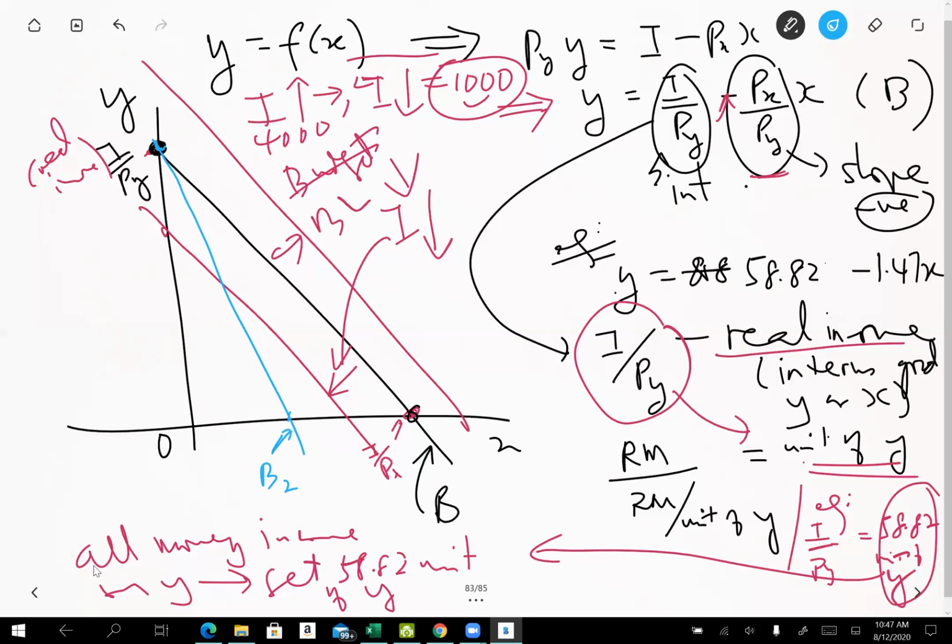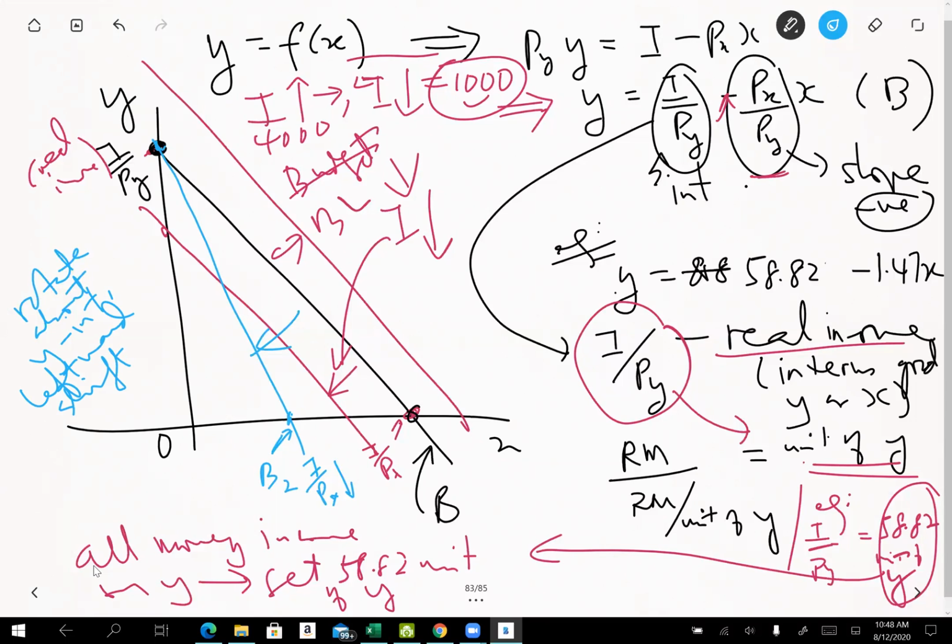Call it B2. So now the intercept, I over PX, has decreased, and you'll get that kind of shift. You call it a rotational shift. It will rotate about the y-intercept, and of course you will have a leftward shift. So the real income in terms of X would change.